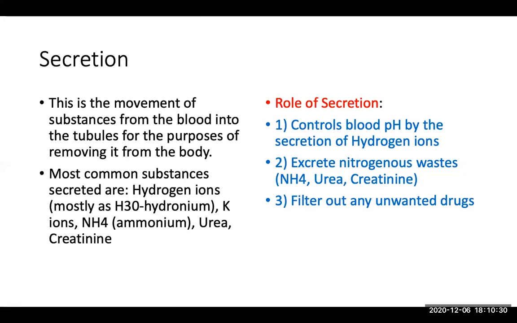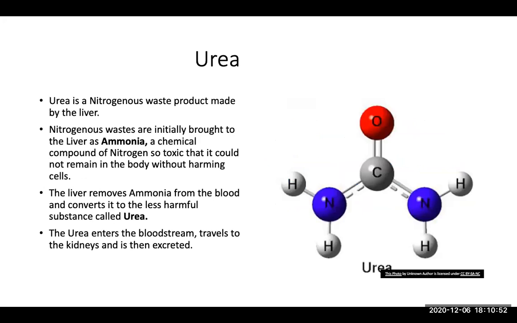Secretion, then, is the movement of substances from the blood back into the tubules for the purpose of removing them from the body. Common substances that will be secreted are hydrogen ions, potassium, ammonia, urea, and creatinine. The role of secretion is to control blood pH levels, excrete nitrogenous wastes, and also filter out any unwanted drugs. Urea is a nitrogenous waste product made by the liver.